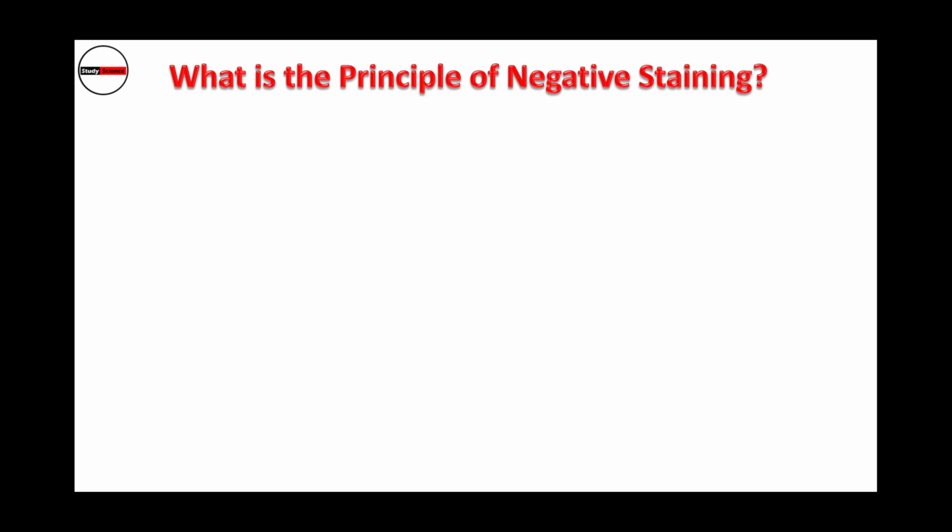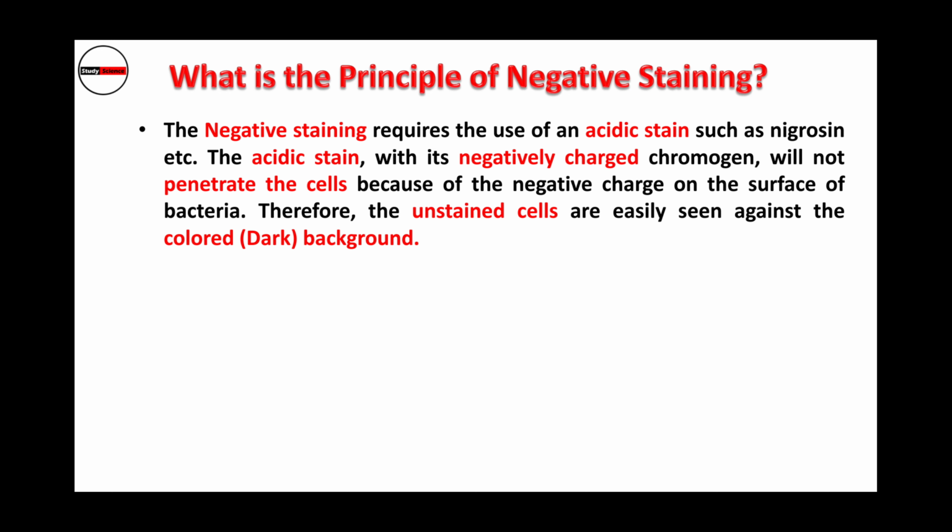What is the principle of negative staining? Negative staining requires the use of an acidic stain such as nigrosin, etc. The acidic stain with its negatively charged chromogen will not penetrate the cell because of the negative charge on the surface of bacteria. Bacterial cells also have the negative charge because of the components of the bacterial cell. When we add a negatively charged stain on the bacterial cell, the negative charges repel each other, and because of that the stain does not enter or fix with the bacterial cell.